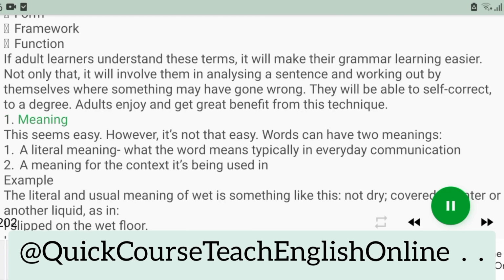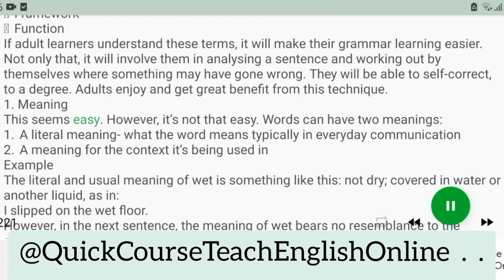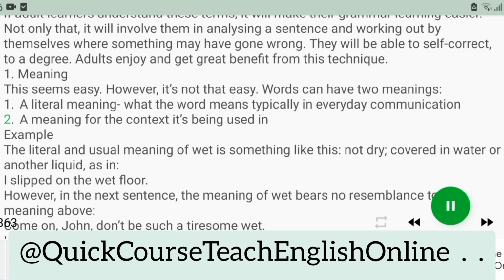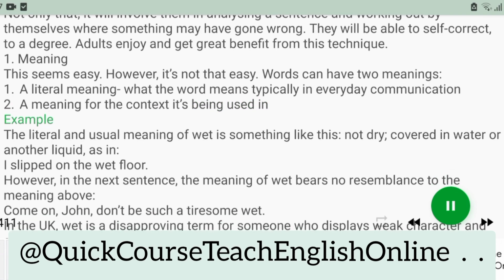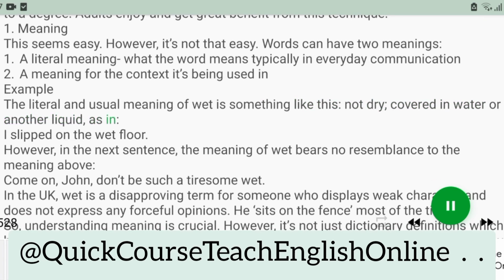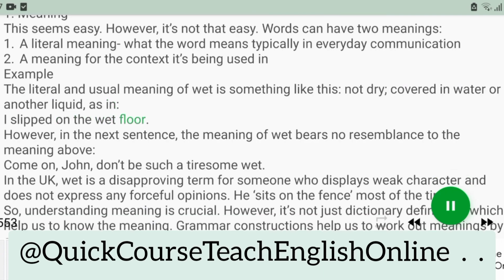1. Meaning. This seems easy. However, it's not that easy. Words can have 2 meanings. 1. A literal meaning, what the word means typically in everyday communication. 2. A meaning for the context it's being used in. Example. The literal and usual meaning of wet is something like this: not dry. Covered in water or another liquid, as in, I slipped on the wet floor.